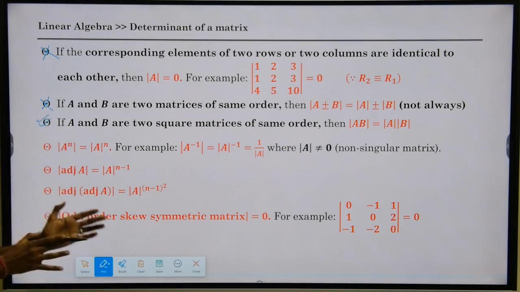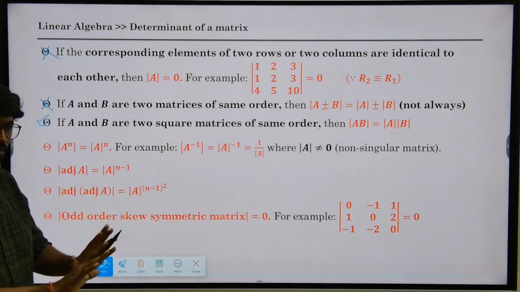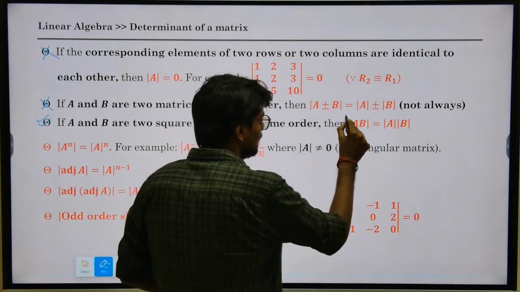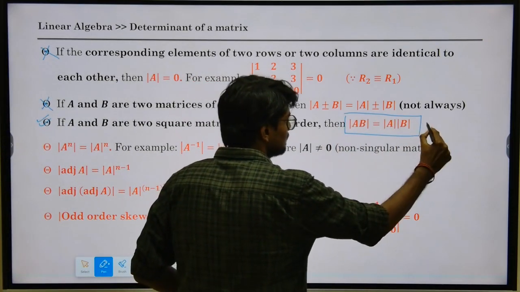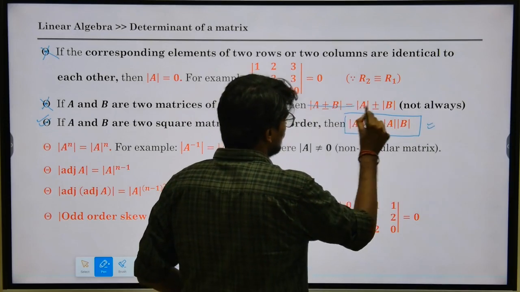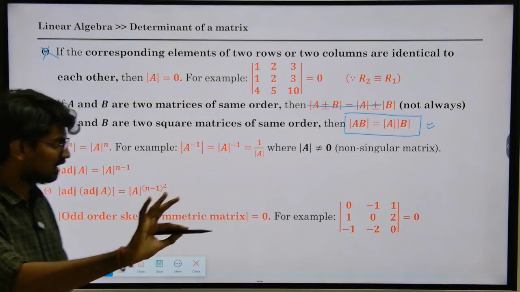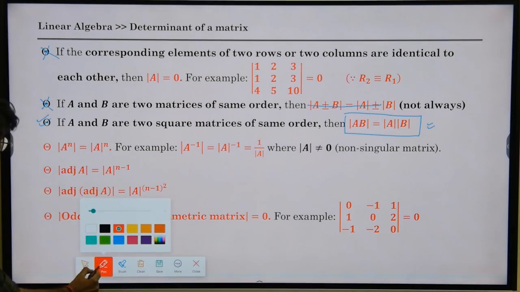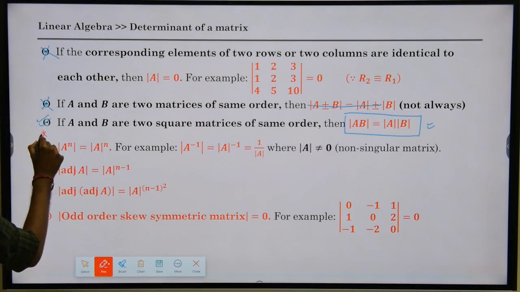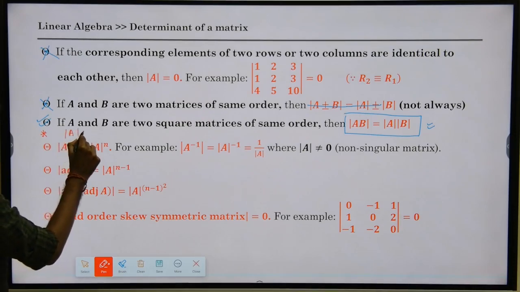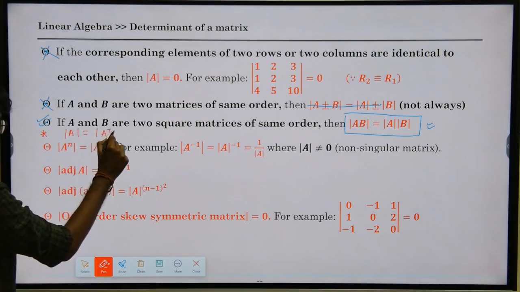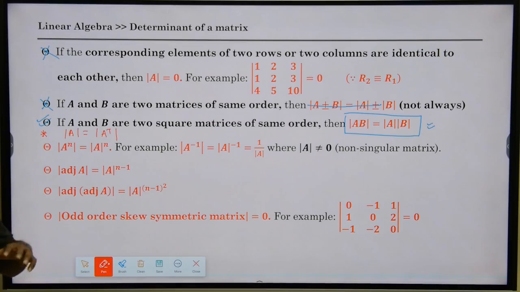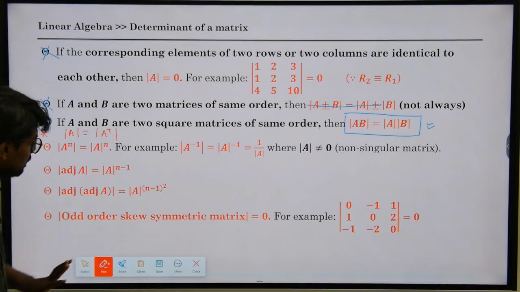Determinant of A into B will be equal to determinant of A into determinant of B. Writing only this is enough. Okay, it is always valid. This is always valid. This is not always valid. So don't write that. Okay. And other than that, the one which we had there, last one before this, determinant of A will be equal to determinant of A transpose. Okay, determinant of A and determinant of A transpose are the same, right?